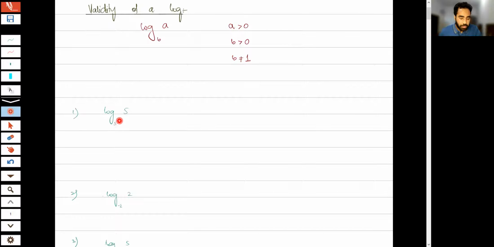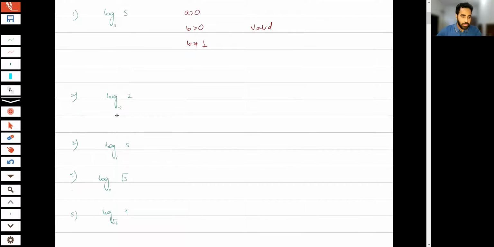So over here, I have log 5 base 3. The value inside the log is 5, which means my value of a is greater than 0. 5 is greater than 0, so a is greater than 0. My value of the base is 3, which means b is greater than 0 as well, and b is not equal to 1. Which means my log is valid. Okay, the log is valid.